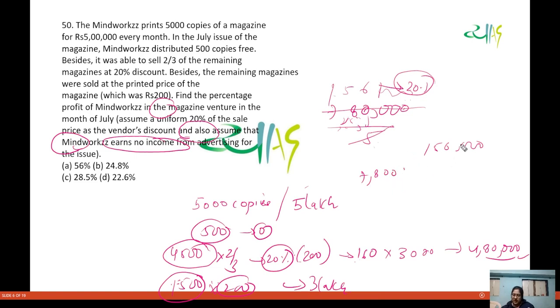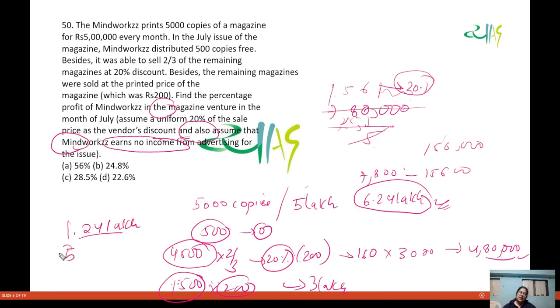Okay, then definitely subtract this 1 lakh 56,000 from the 7 lakh 80,000. So you will get 6.24 lakh. That means your profit is how much? 1.24 lakh. So 5 lakh rupees was the cost price.